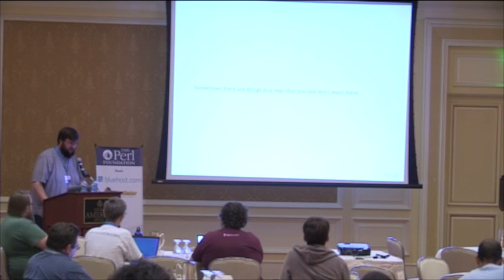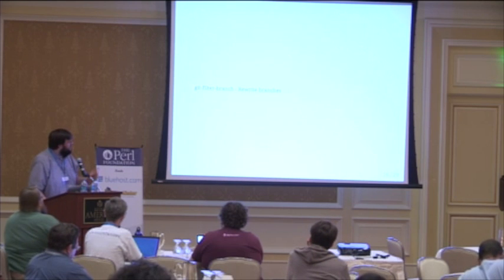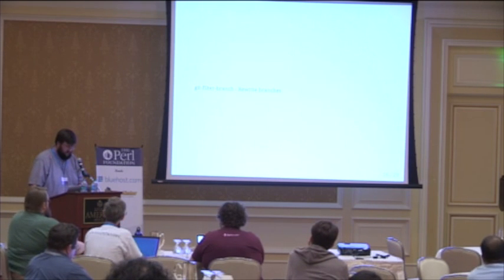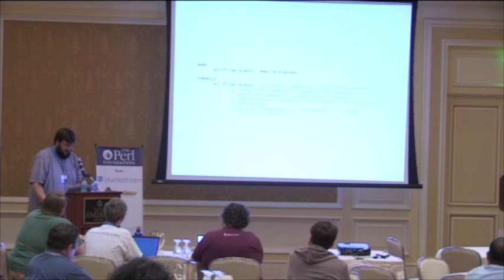One tool that comes with Git to rewrite history is git filter-branch. And the man page says it rewrites branches. And this is the top section of it.